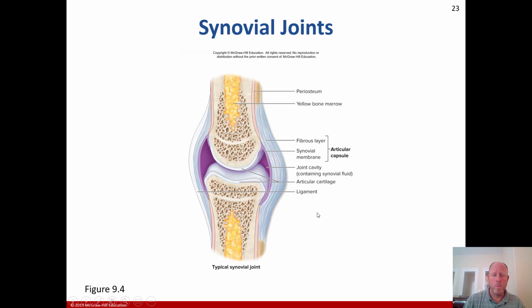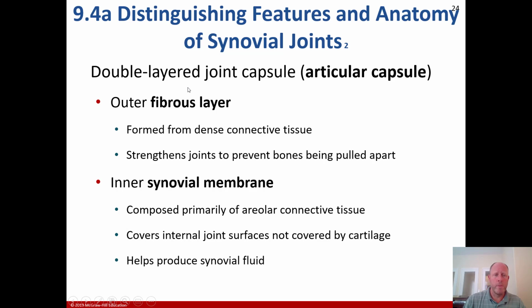Ligaments are what's going to be holding that joint in place. Not to be confused with tendons, which are more related to the activity of muscle, connecting muscle and bone. But for bone connecting to bone, ligaments play their greater role. As far as the double-layered joint capsule, the articular capsule, there's that outer fibrous layer like we just looked at, and the inner synovial membrane.